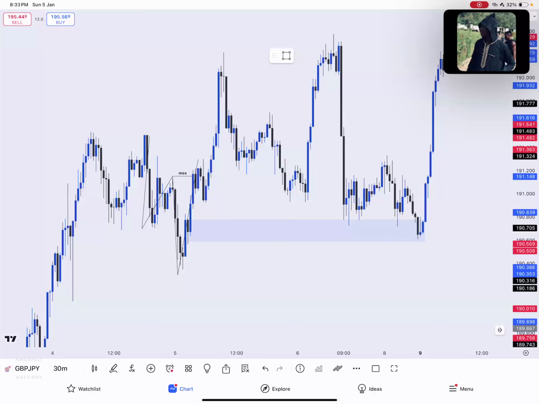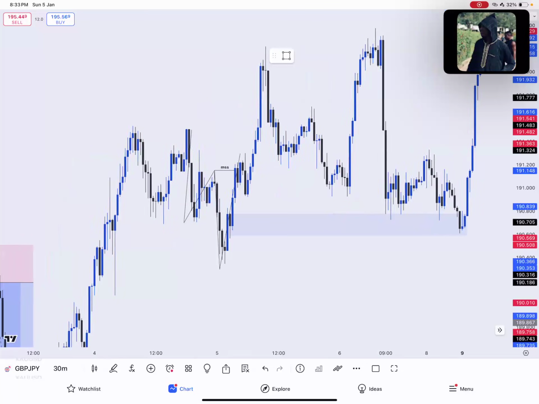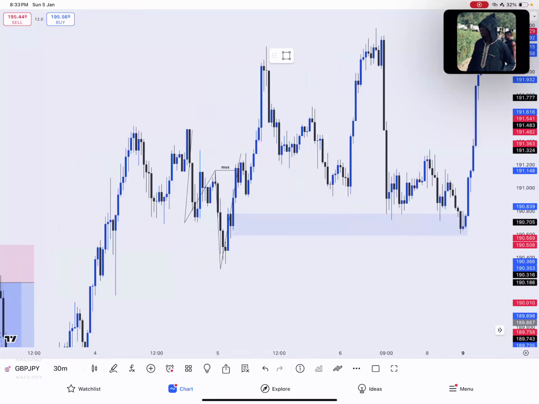Then the next thing that I'll move on to is what? My liquidity. Now, for liquidity, I said the liquidity that I use in picking entries is what? My inducement. Now, what did I say? I said inducement is the very pullback that market makes after a market structure shift or break of structure.